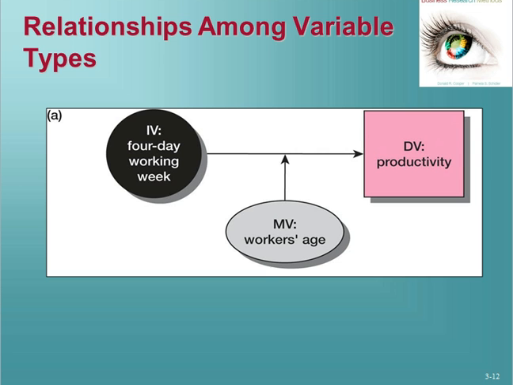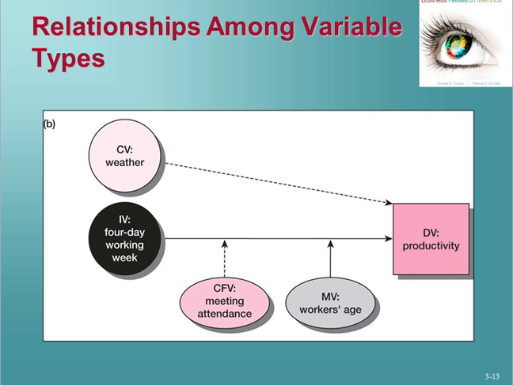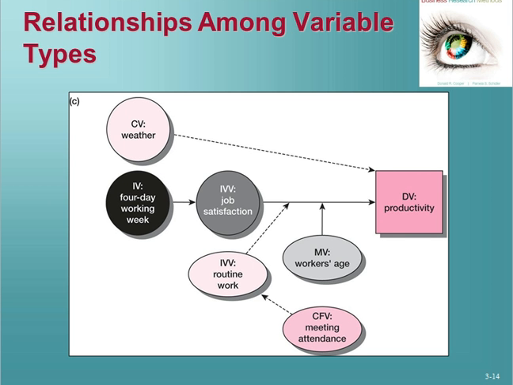There are various relationships among variable types, which we will talk about on subsequent slides here. So what we have here is the effects on productivity, and one would be a 4-day working week. And then you have some intervening variables: meeting attendance, the worker's age, even the weather. I guess this is an outdoor example. Now we have job satisfaction as another variable here. We have all of these variables that interact with each other in one form or another. So these are the relationships among variable types, and those are all represented in the chapter, and we'll discuss those later.